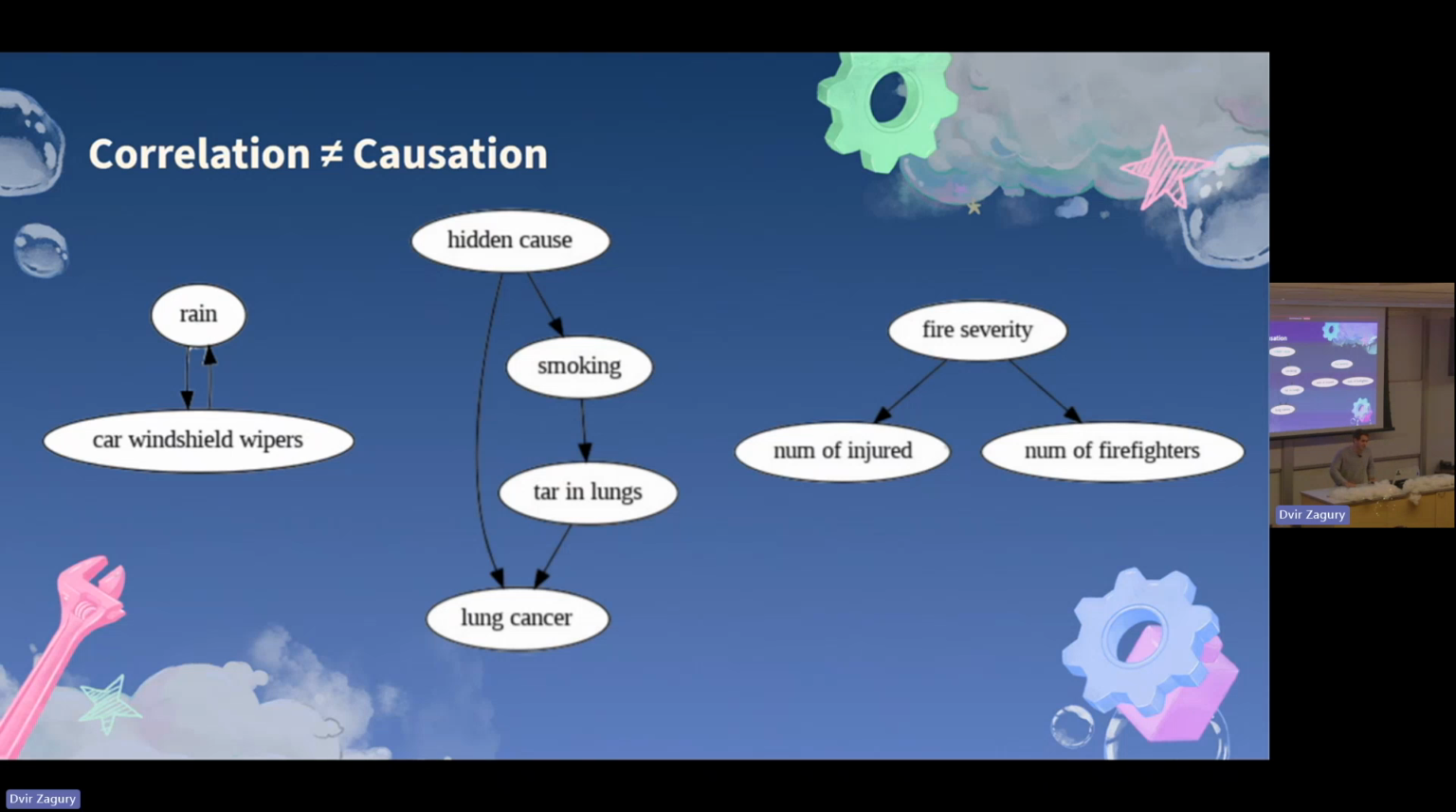Now, if you've ever heard the phrase correlation doesn't mean causation, maybe you have, maybe you haven't, but this is a super fundamental thing we're going to start with. For example, if it rains, we know that car windshield wipers turn on, that we see when we observe the world. Does that mean that when you turn on the windshield wipers, that makes the rain go down? It doesn't. It's an opposite cause.